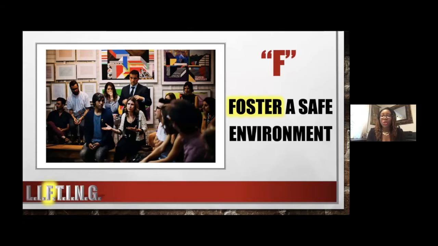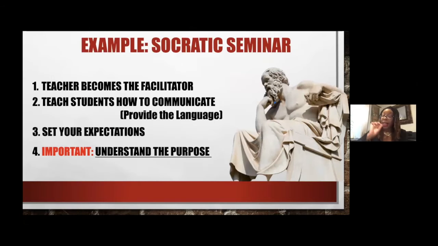And of course, this third step, the F, is foster a safe environment. I don't want to spend too much time on this, but I did want to give you a little insight just in case. I am coming from an English background, so I don't want to assume. But I think the Socratic seminar setup is a fabulous way of giving you some ideas of what you can do to foster that safe environment. The teacher essentially becomes the facilitator. You're not telling or being a part of the discussion, you're guiding the students.